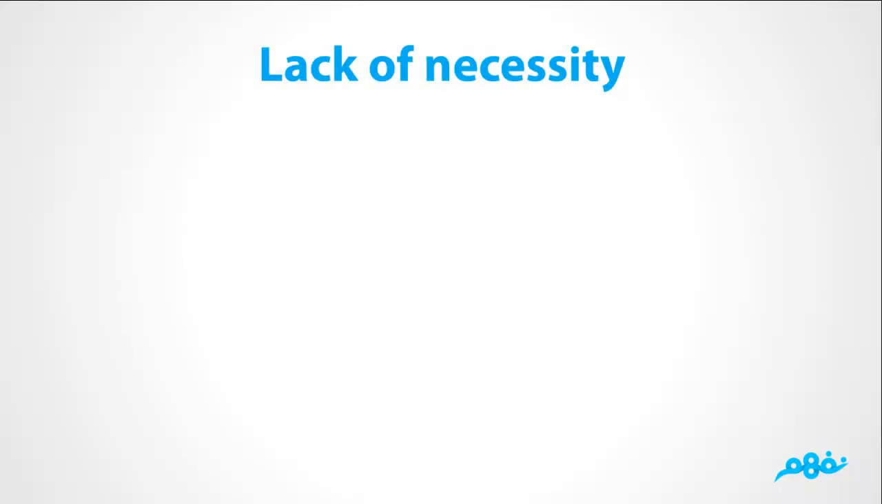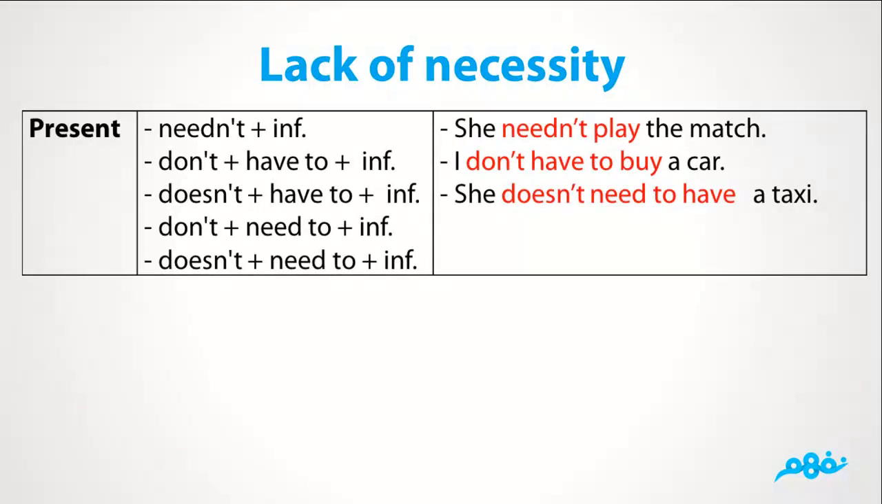Lack of necessity. When something is not necessary, we can use needn't, don't have to, doesn't have to, don't need to, or doesn't need to. And all of these are followed by the infinitive. She needn't play the match. I don't have to buy a car. She doesn't need to have a taxi.